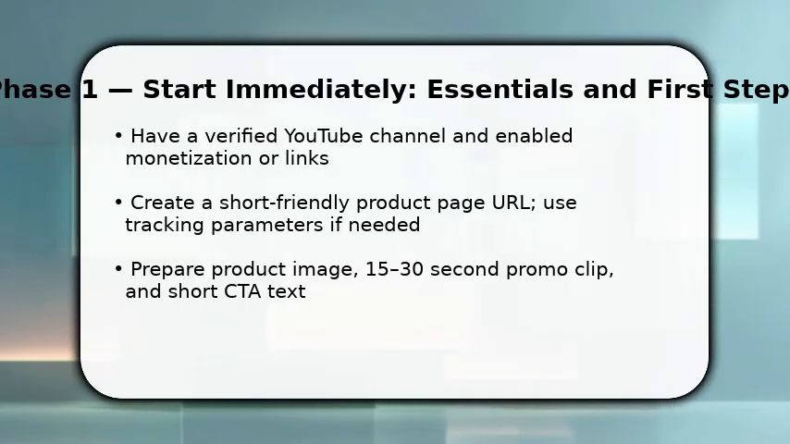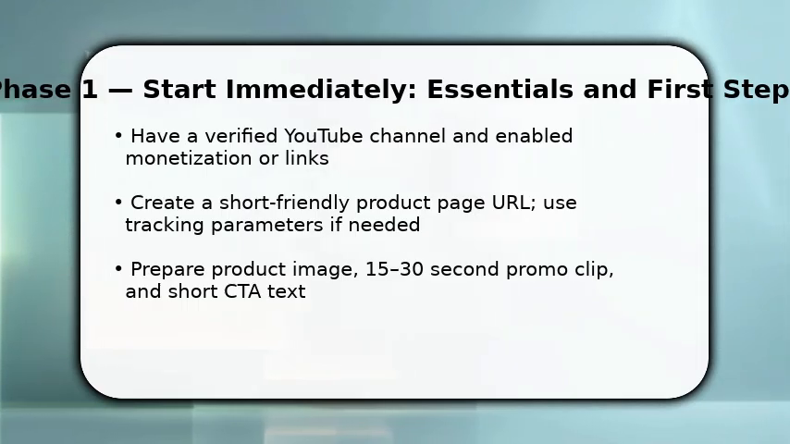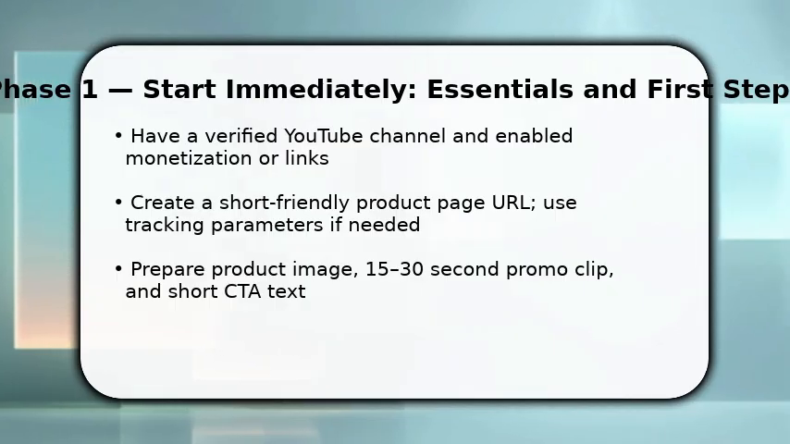You start by confirming the essentials. Your channel is verified and allowed to add links. Next, create a short, clean product URL and add tracking if you want analytics. Upload the product image and a 15-30-second promo clip to your phone or cloud so it's ready.